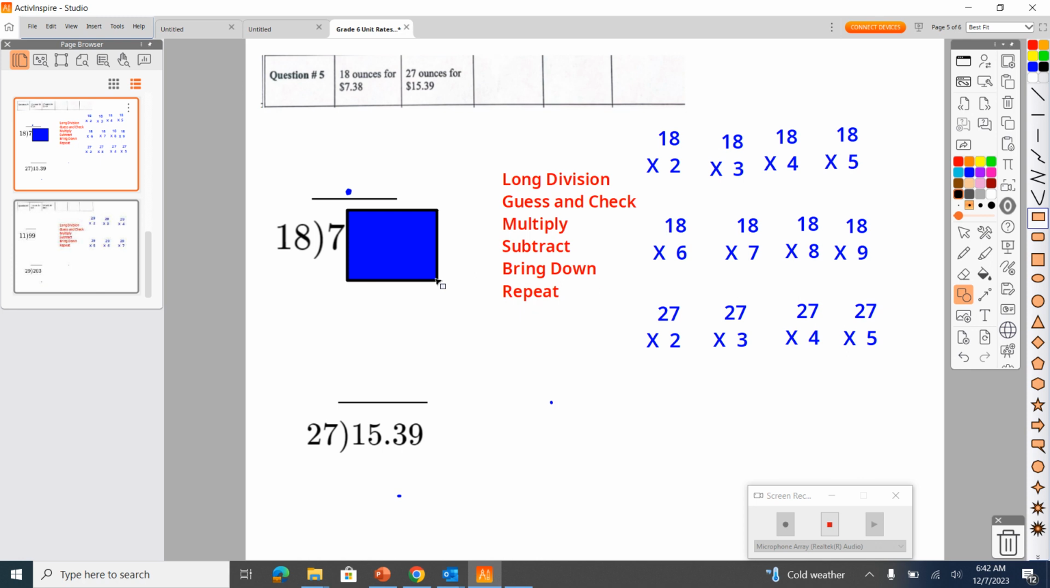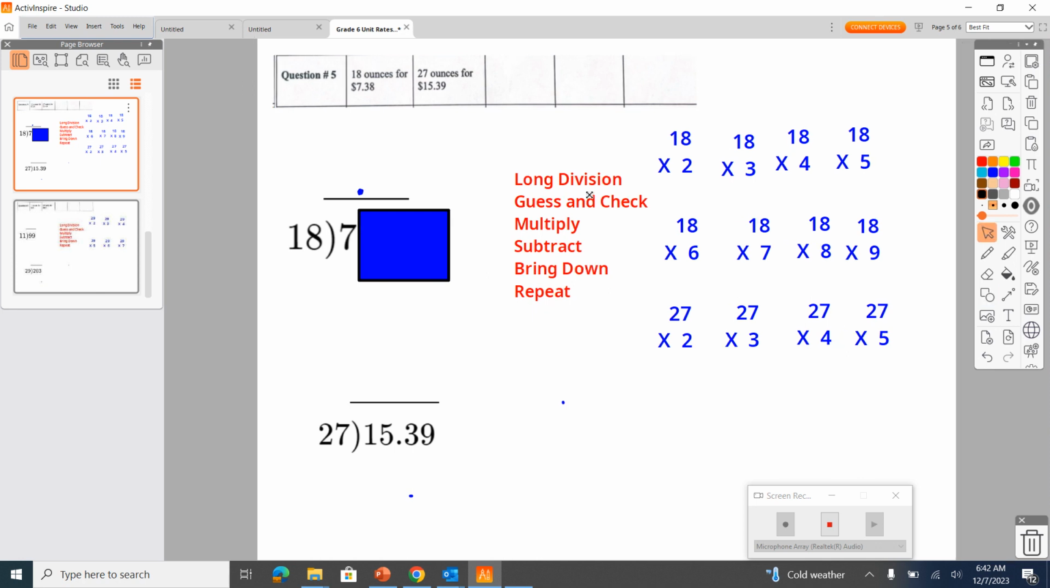I'm going to create a little rectangle here and cover this up so you can look at these numbers. So 18 does not divide into 7. We're going to pretend that that decimal is not there. It's kind of like we're dividing 738 by 18. So I'm going to say, does 18 divide into 73?